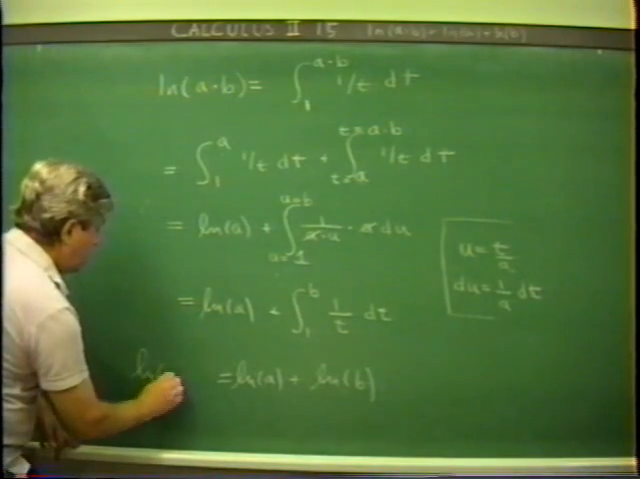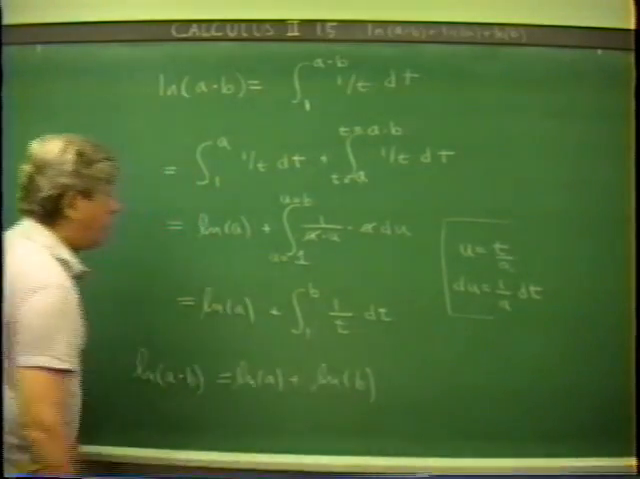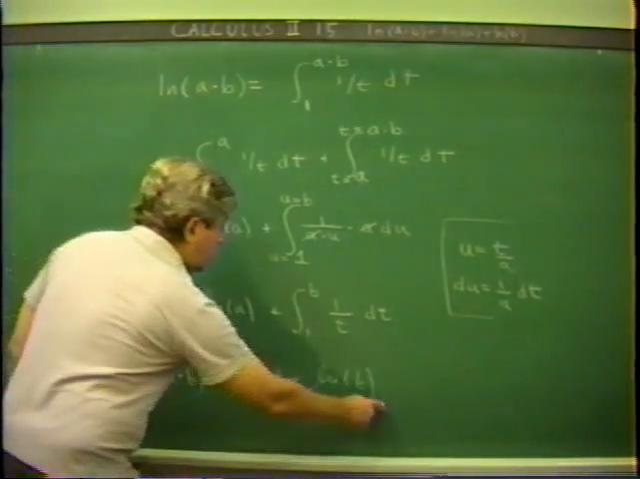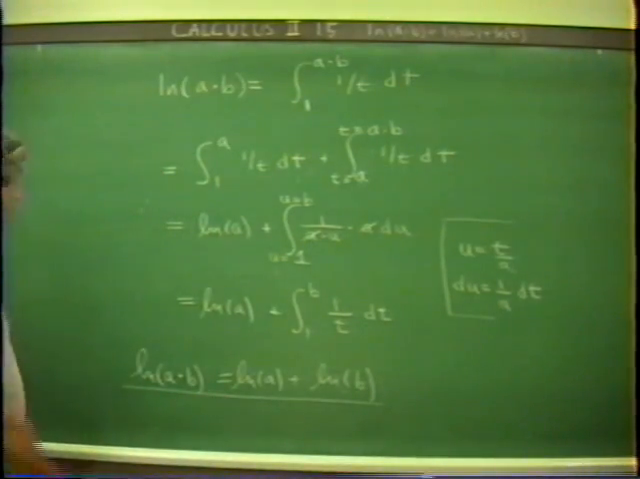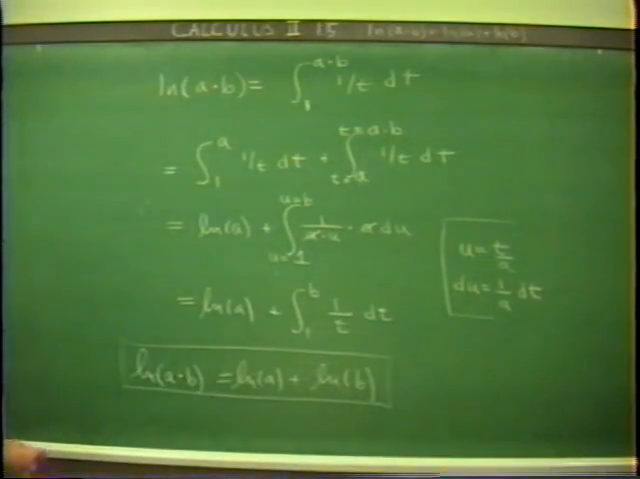And we consequently have that the natural logarithm of a times b is the natural logarithm of a plus the natural logarithm of b. So we see that the natural logarithm is beginning to behave just like a logarithm.